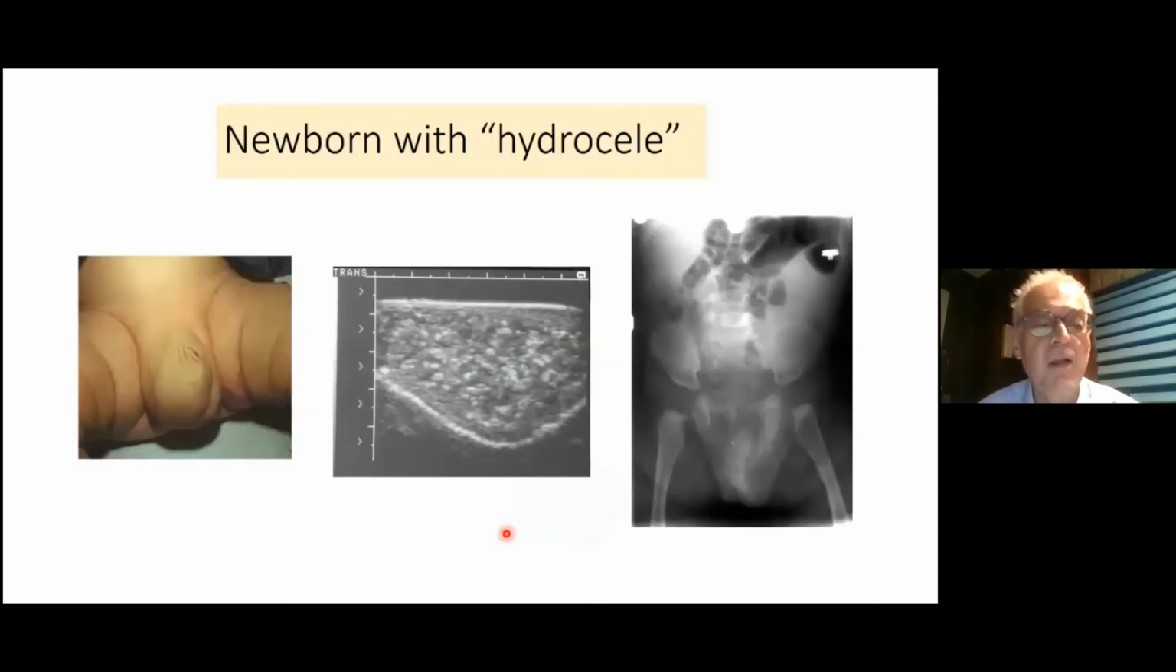This is a newborn I saw sent to me for a hydrocele, but it didn't transilluminate. When I tried to transilluminate it, it didn't transilluminate, so I got an ultrasound. This is what the ultrasound looked like of that lesion. And this is very hard to see, but this is a KUB. You can see there's some calcification in the scrotum. And if you look up here, there's actually some calcification in the abdomen. So anyone want to guess what this is?